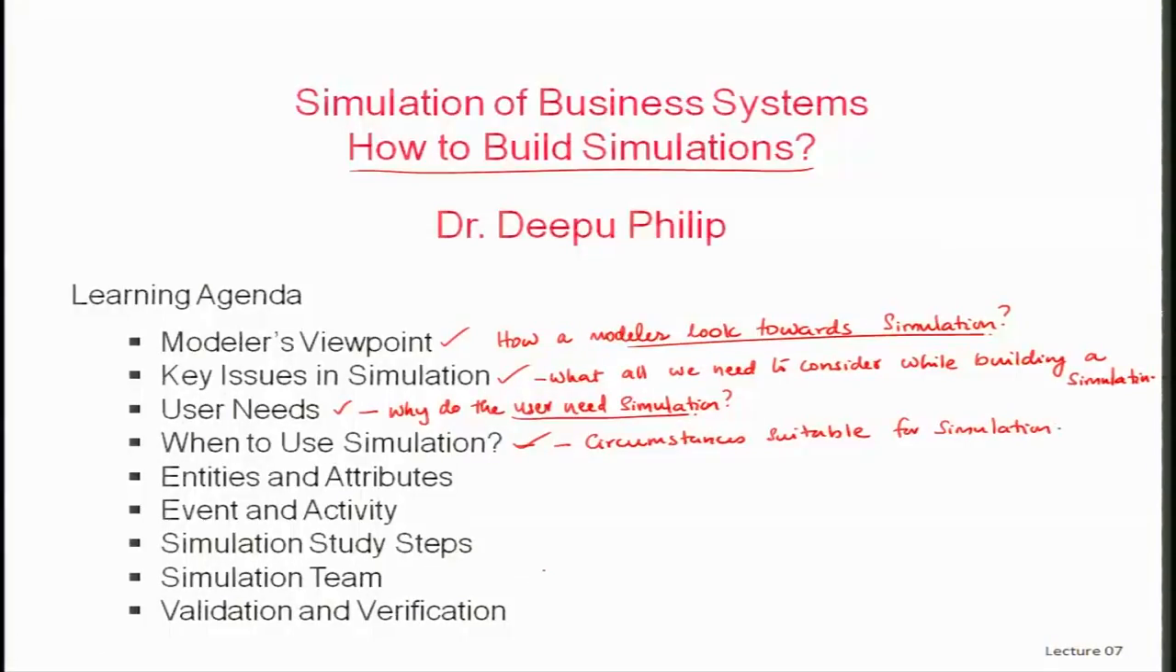These things, to a large extent, will provide guidelines on when to use the simulation. Then we talk about entities, attributes, events, activities, then steps in the simulation. These aspects will be the second part of the lecture.